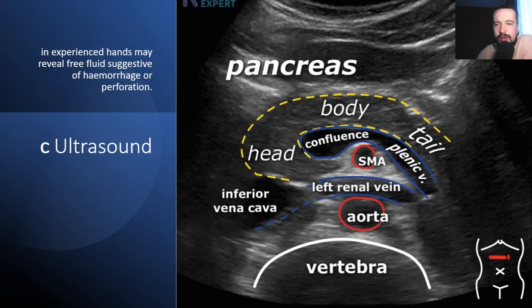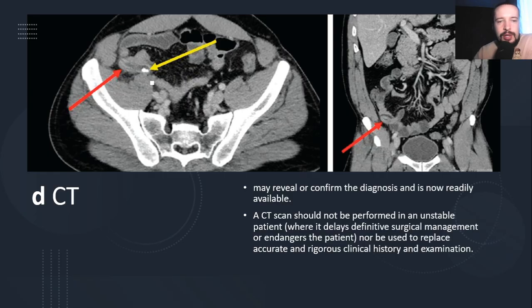Superior mesenteric artery. Left renal vein. Aorta, inferior vena cava, and vertebra. Of course, when you take an ultrasound for the first time, it's too hard to understand what you see. And this is a practice, this is a training, and nothing more.